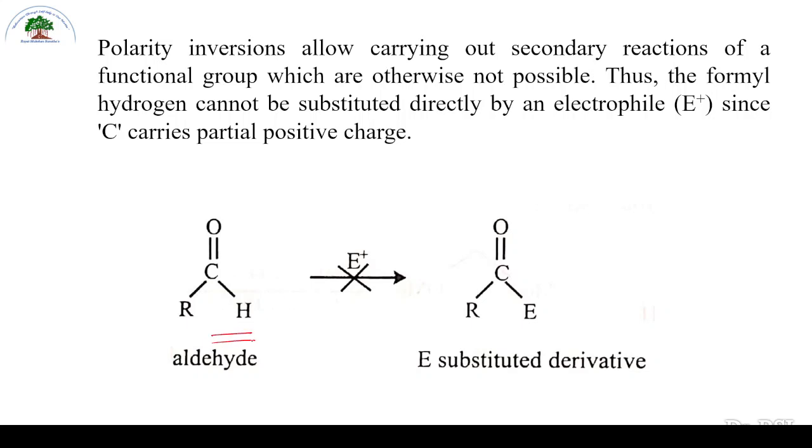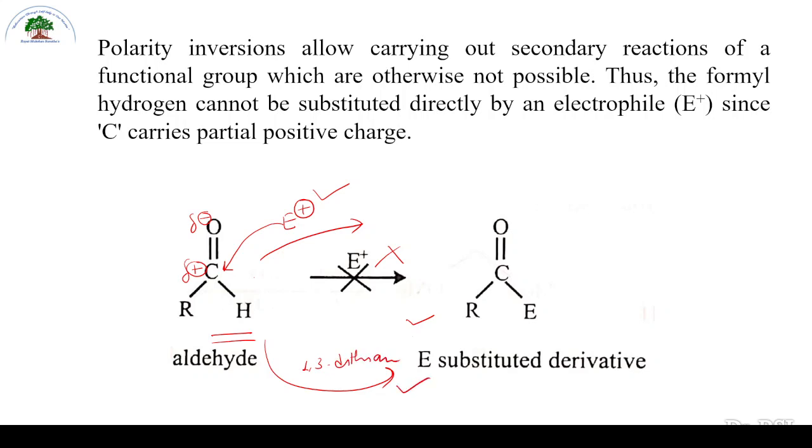Thus, for this aldehyde, if we directly want to have this electrophile on this carbon, it is not possible, as this electrophile is electron deficient and this carbon is also electron deficient as it carries a delta positive charge. This electrophile substituted derivative cannot be achieved by this step. But when we go via 1,3-dithiane, then we can achieve this target molecule.